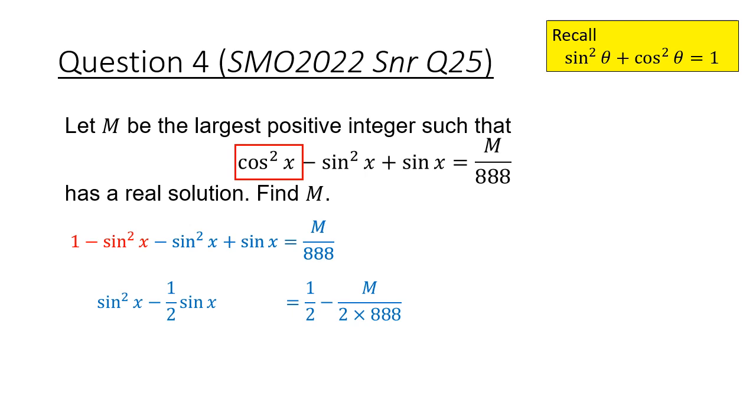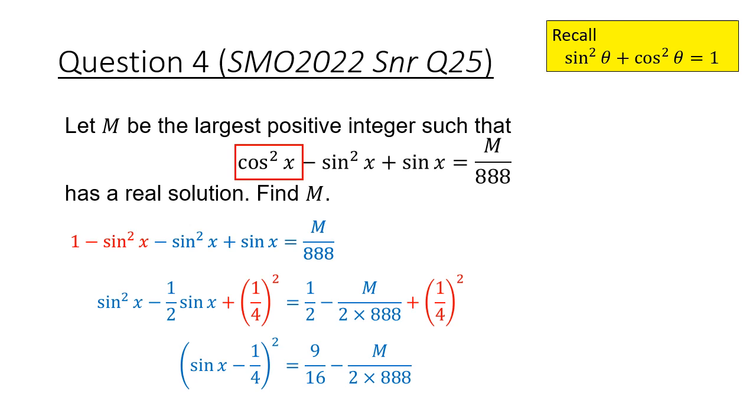Then all the constant terms go to the right-hand side. Now to complete the square on the left-hand side, I need to add 1/4 squared. So I have to do that to the right-hand side as well. So the left side can be factorized into (x minus 1/4) whole thing squared, and that'll be equal to the constant stuff, which is 9/16 minus m over 2 times 888.